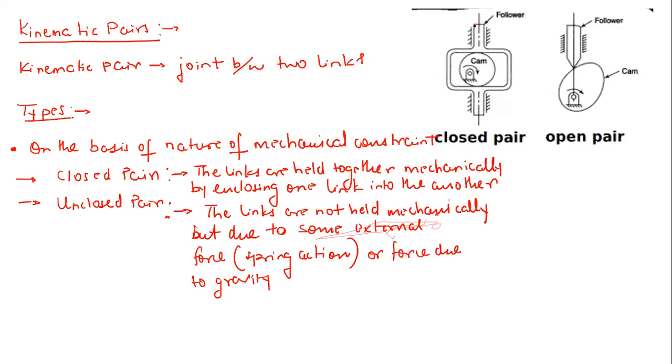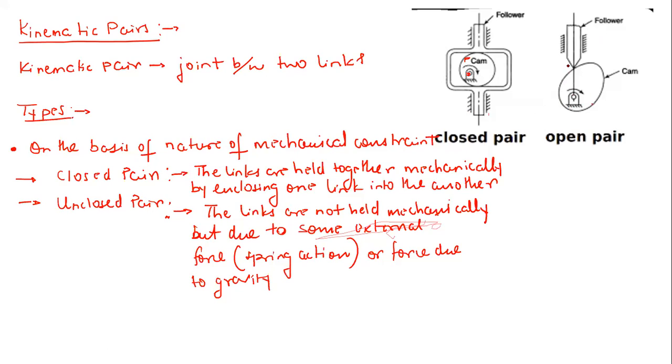Here you can see this line is tracing the shape of the follower, and this is your cam. This cam is fixed at this particular point, or you can say it is going to rotate relative to this fixed point. Now you can see the follower is enclosing the cam. That means they are being held due to the mechanical shape of this cam and follower. This type of arrangement is referred to as a closed pair.